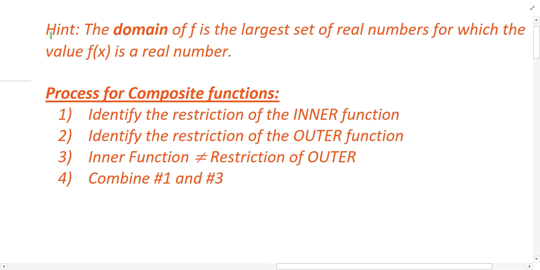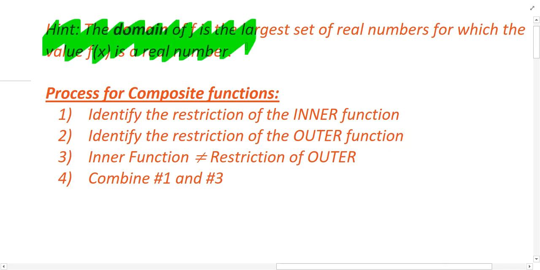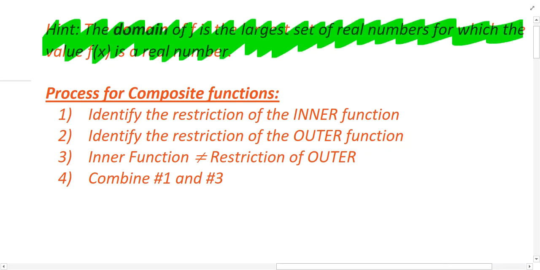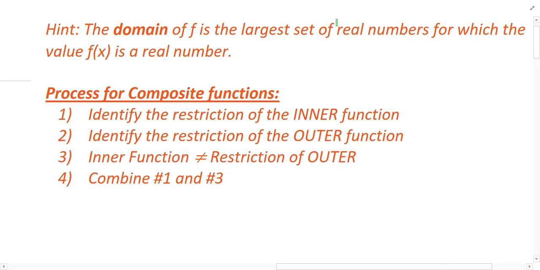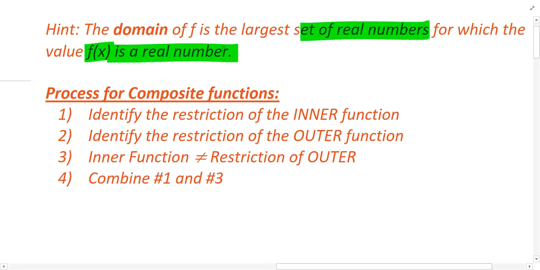And again, this hint is helpful to remember that the domain of a function is the largest set of real numbers for which the function result itself becomes a real number. So what real numbers can we input to produce real numbers as an output?